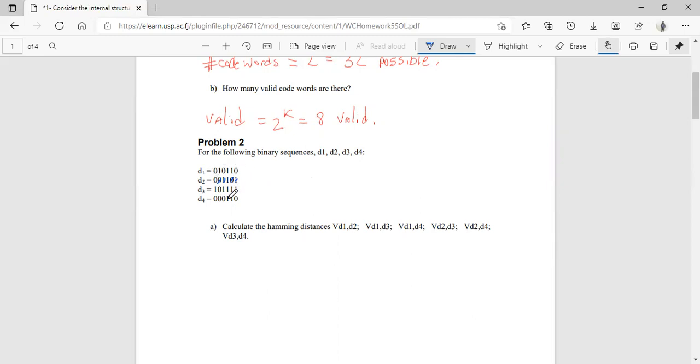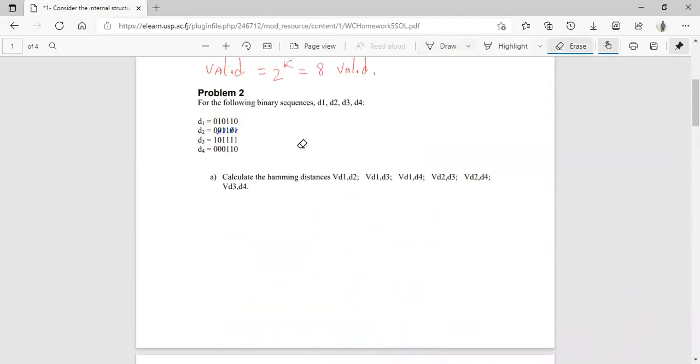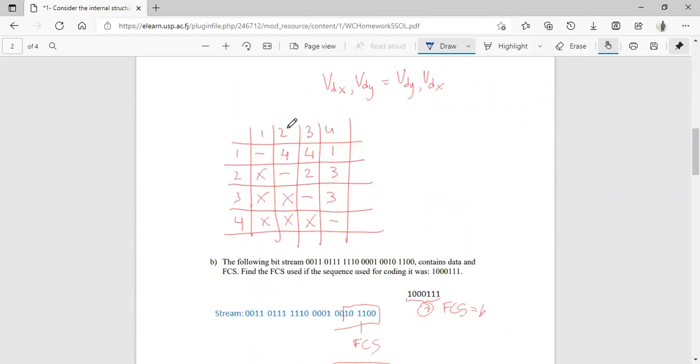So the Hamming distance between D1 and D2 is 4, or the Hamming distance between D2 and D1 is also 4, right? Okay, so like I said, the distance between D1 and D2 is also the same as the distance between D2 and D1. So basically we can ignore this, or we can also write 4. Okay, let me just write 4.